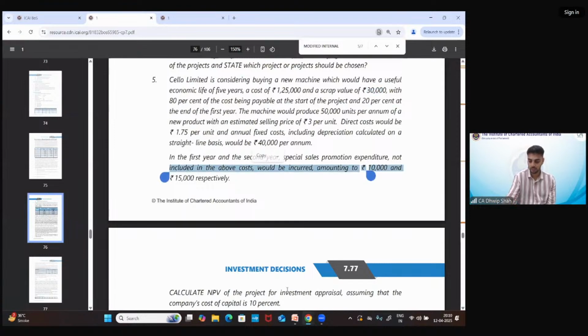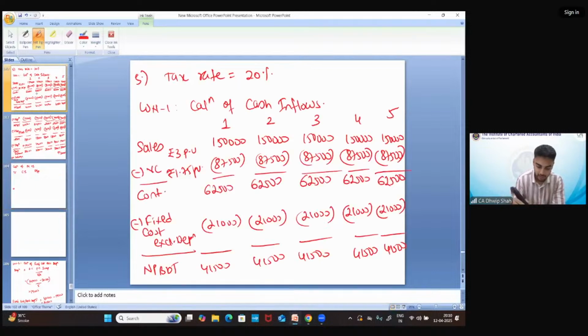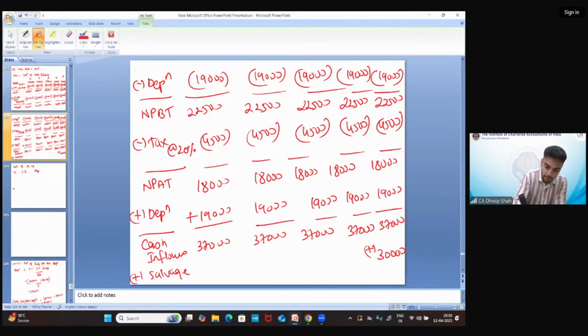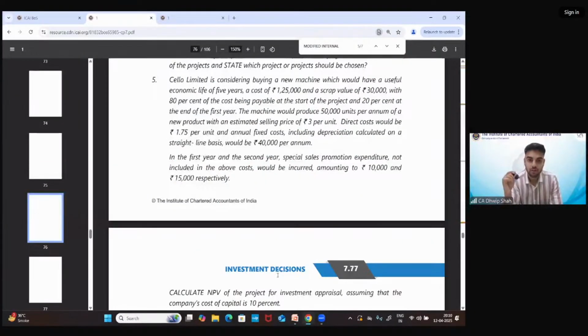Oh, we missed out this expense. In the first year and second year, special sales promotion expense is included, 10,000 and 15,000. तो वो भी हमें माइनस करना पड़ेगा ना बिफोर टैक्स. सो यहाँ पे सब्ट्रैक्ट सेल्स प्रमोशन एक्सपेंस. So from this we get a learning that read the question very carefully, otherwise पूरी मेहनत वापस करनी पड़ेगी. So I am teaching you how to not make mistakes in exams. भले मेरी गलती हो गई.